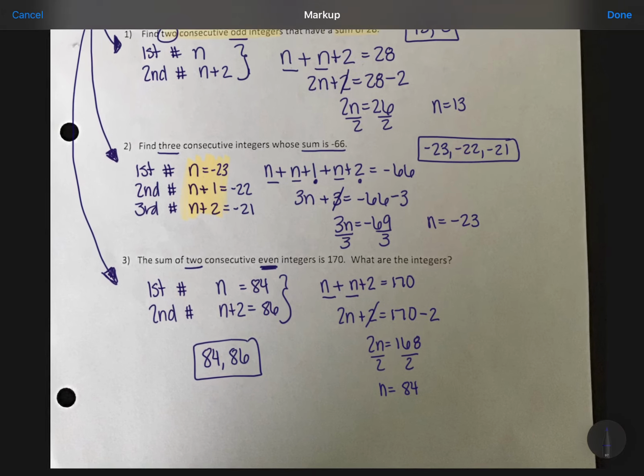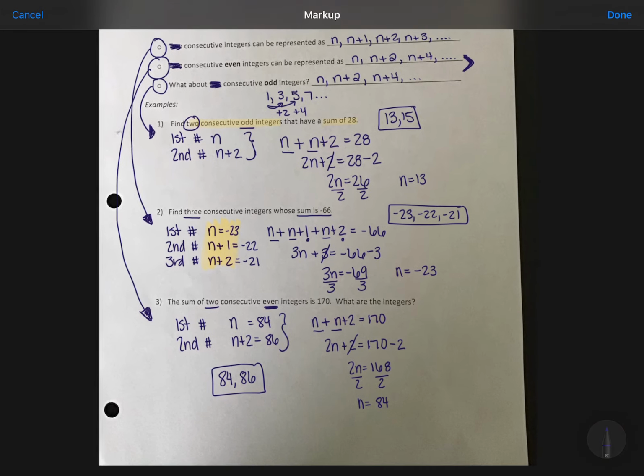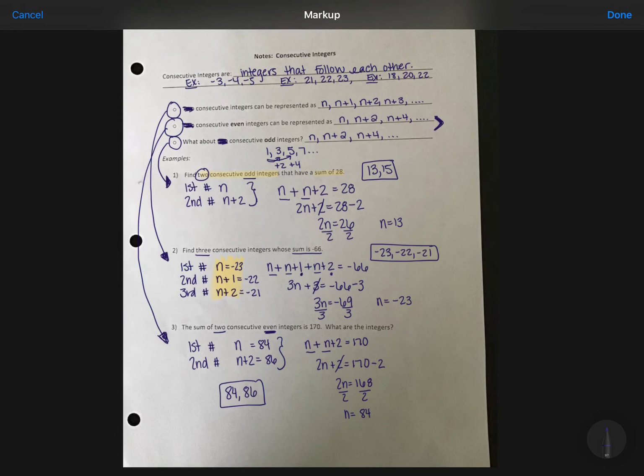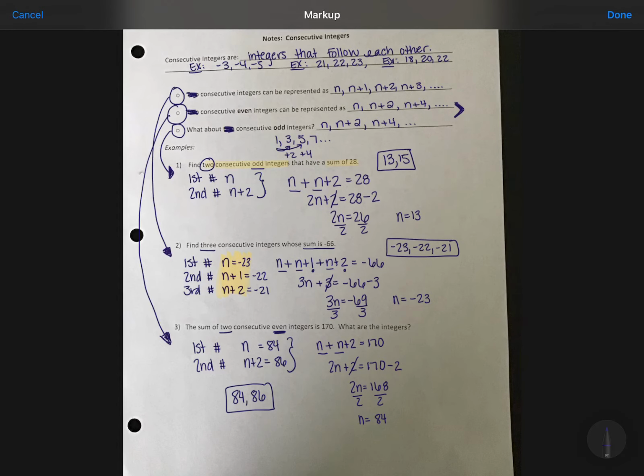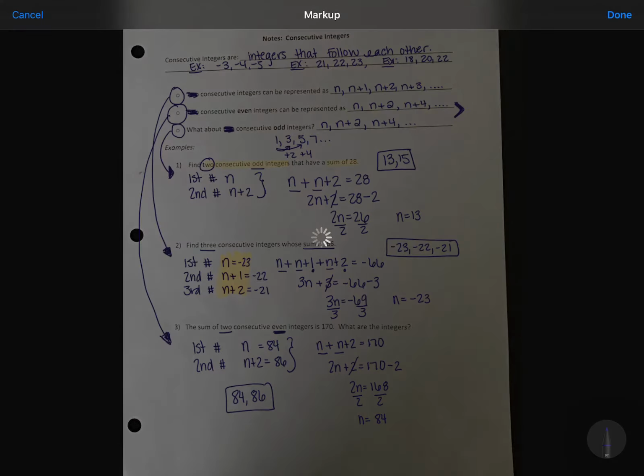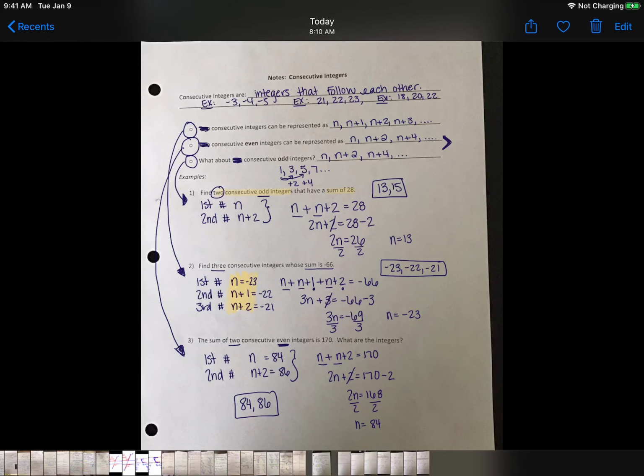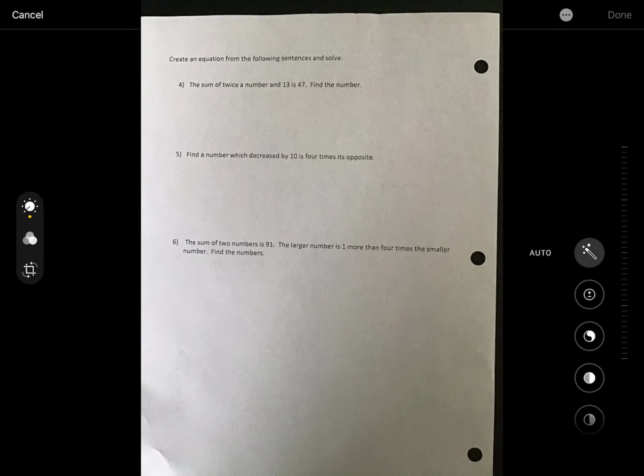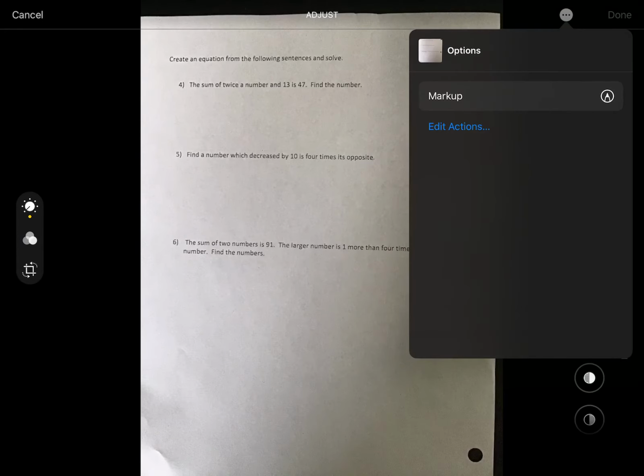Again, if you need to pause the video so you can get whatever you missed, maybe you were intently listening to me and you weren't copying these down, make sure you understand how we came up with the equations and why we let the first number, second number represent what we let it represent. All right, let's take a look at the back side of the worksheet.